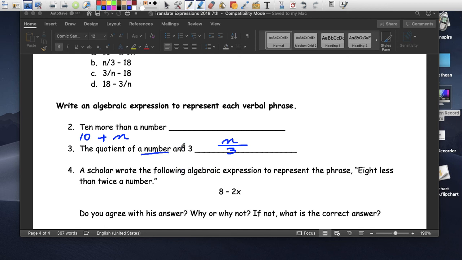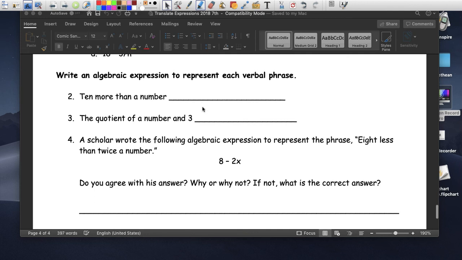A scholar wrote the following algebraic expression to represent the phrase 8 less than twice a number. So let me actually do it. 8 less, 8 is 8, less than means subtraction, and then twice a number is 2a or 2x or whatever, right? And because the word is less than, I'm going to have to switch the order. 2x comes first, and then the 8 goes in the back. So this is my real answer.